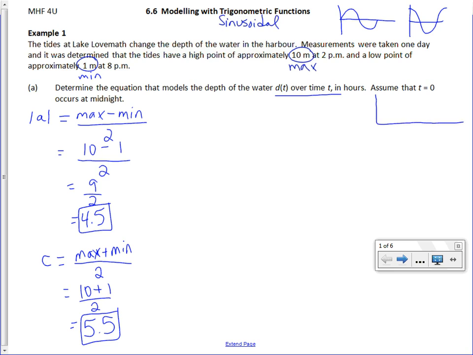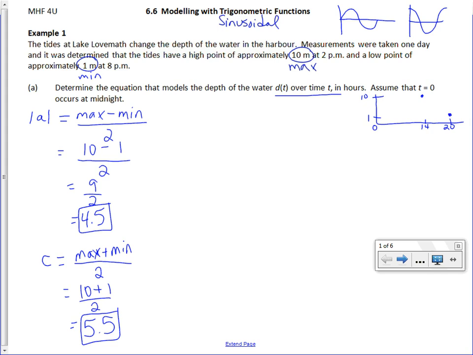I know that at 2 p.m., well, if time is 0, what's 2 p.m. really what time after midnight? How many hours after midnight is 2 p.m.? 14, right? So at 14, what do I know is happening? I know that I have my max tide of 10. Agreed? Yes. And what happens at 8? So when does 8 occur? 8 occurs at 20, right? 6 hours later. 2 p.m. to 8 p.m., 6 hours. And I know that I'm at my min depth of 1.